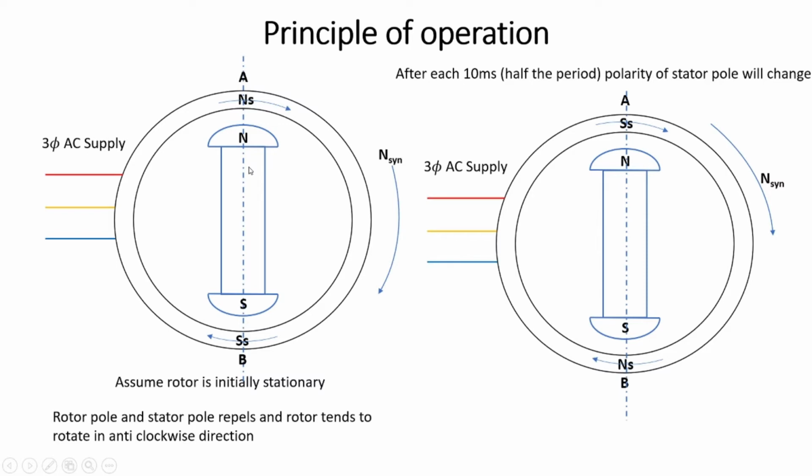Before 10 millisecond, what happens? The rotor tends to rotate in anti-clockwise direction. But immediately after 10 millisecond, an attractive force comes. So under A and B, opposite polarity of the poles will come into the picture.